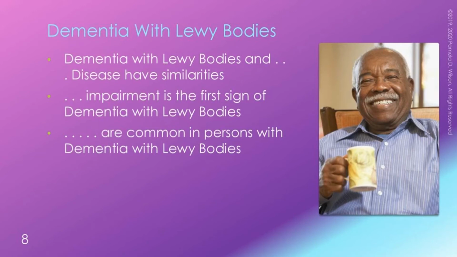Let's talk about dementia with Lewy bodies. Dementia with Lewy bodies and Parkinson's disease have similarities. According to the Alzheimer's Association, DLB, that is dementia with Lewy bodies, begins with cognitive impairment. Parkinson's, on the other hand, begins with physical weakness and impairment and tremors. Individuals with DLB often also have Alzheimer's disease. They may also have vascular dementia.